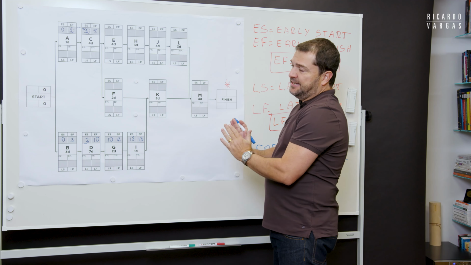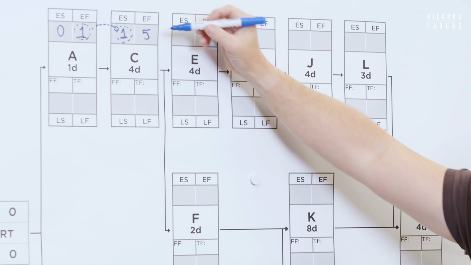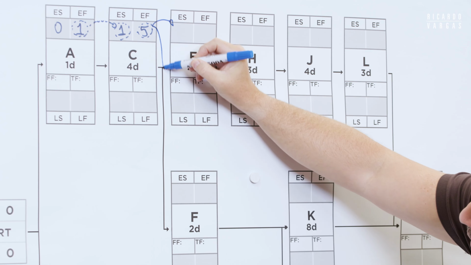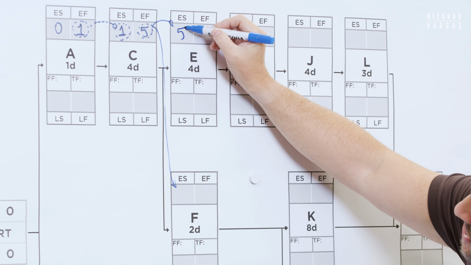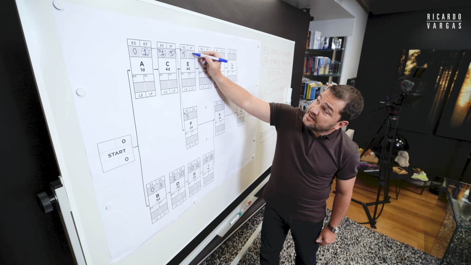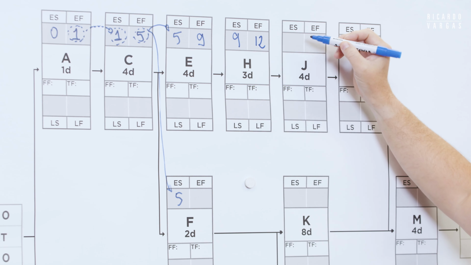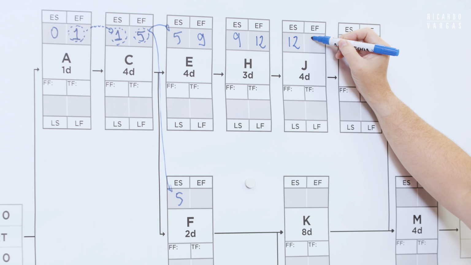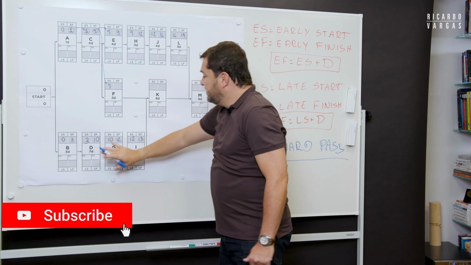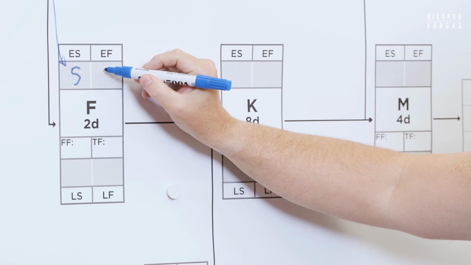What happens after C? C goes to E and C goes to F. It means this number 5 here goes to here and also to here. So 5 comes here and 5 comes here. 5 plus 4, 9. 9 comes here. 9 plus 3, 12. 12 comes here. 12 plus 4, 16. 16 comes here. 16 plus 3, 19. We did this. We did this. We still need to do this three. Okay. 5 plus 2, that is 7.